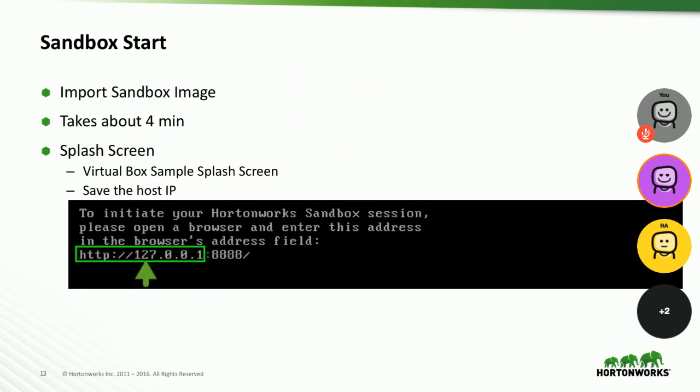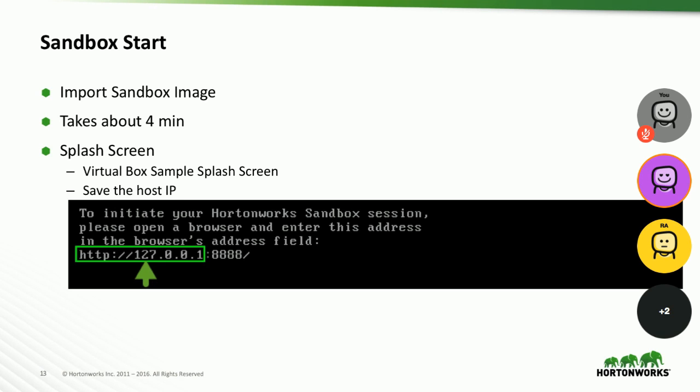So how do you get started? If you download the virtual machine, you'll download an image. Once you finish downloading it, you'll import that image. When you import that image into your virtual machine environment, it takes about 4 minutes. This depends on the hardware you're dealing with, so give it about 4 minutes. Then what you really want to do is get to the splash screen. When you're done, the splash screen doesn't come up automatically. What you'll see is a message very similar to this.